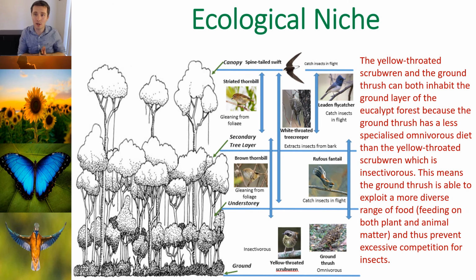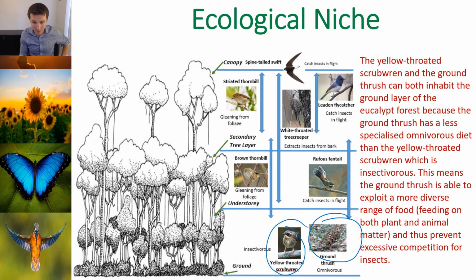Looking at our next question, question 2, we've got the yellow-throated scrub wren and the ground thrush. So here's our yellow-throated scrub wren, here is our ground thrush, and they inhabit the ground layer of the eucalypt forest because the ground thrush has a less specialized omnivorous diet to the yellow-throated scrub wren. Well, what does that mean?